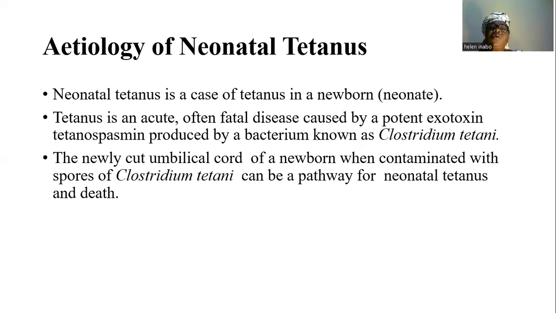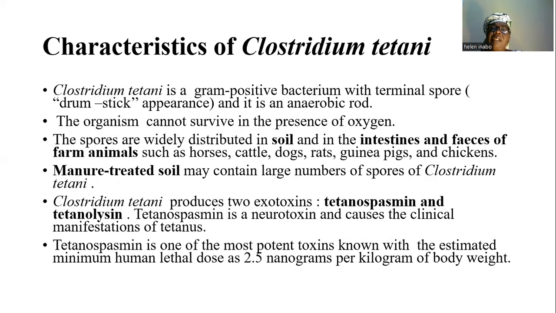The newly cut umbilical cord of a newborn can be a pathway for neonatal tetanus and death when it is contaminated with spores of Clostridium tetani. When the umbilical cord stump becomes devitalized, it provides anaerobic conditions required for the germination of the spores of the bacterium Clostridium tetani.